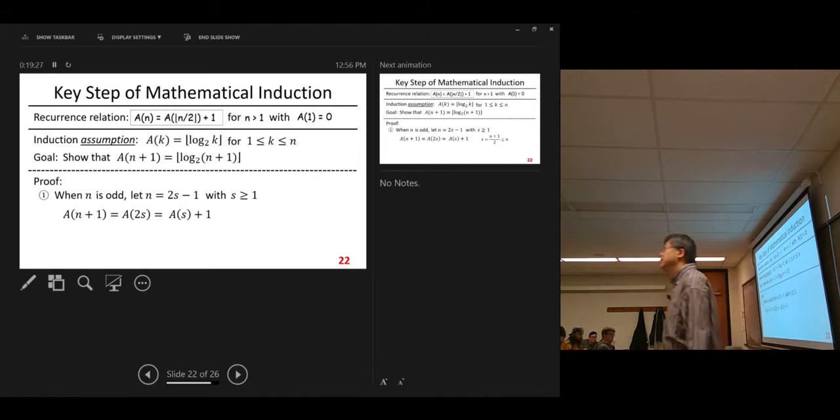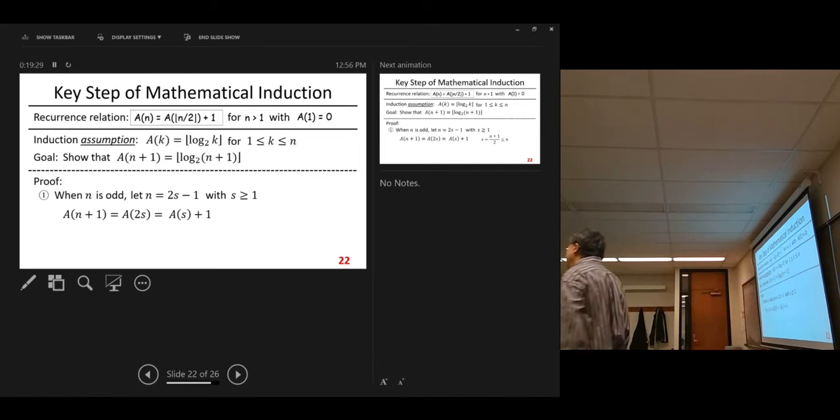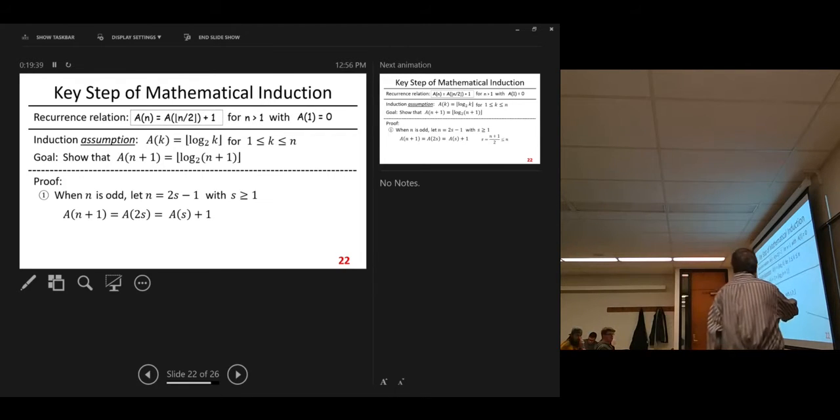Division by 2, so the 2 is gone. No remainder, no fraction, skip it. So that's why we choose odd first, because this step is very easy. All right. Now, let's go to the next step.